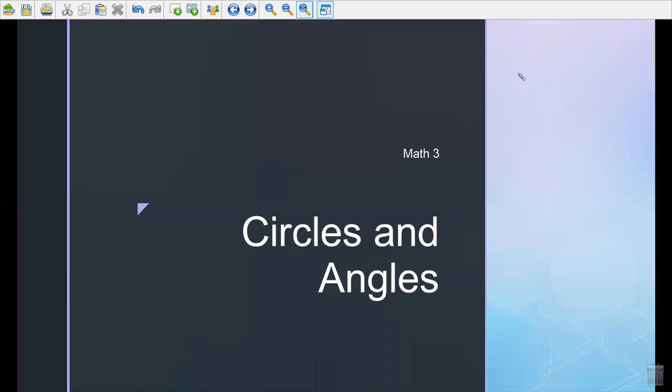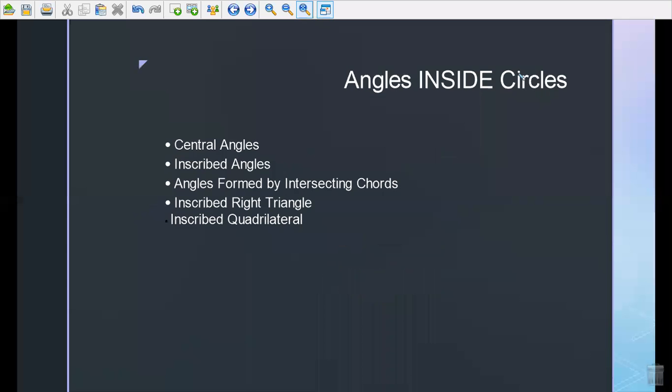So for our next video, we're going to look at angles all around circles. Some of them are inside, some of them are outside. To begin with, we're going to look at the ones that are inside the circle. To start with, we've got central angles, which are pretty straightforward.